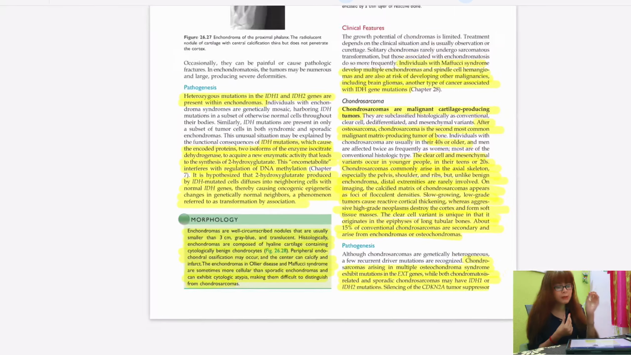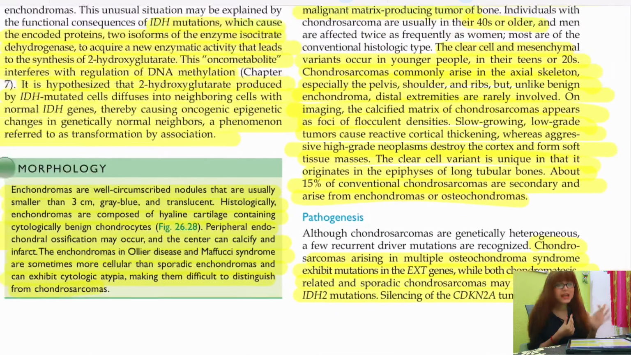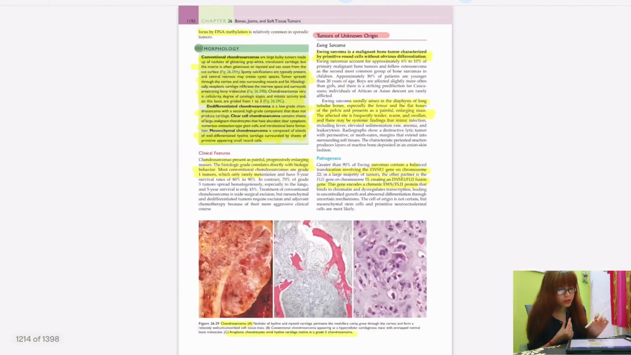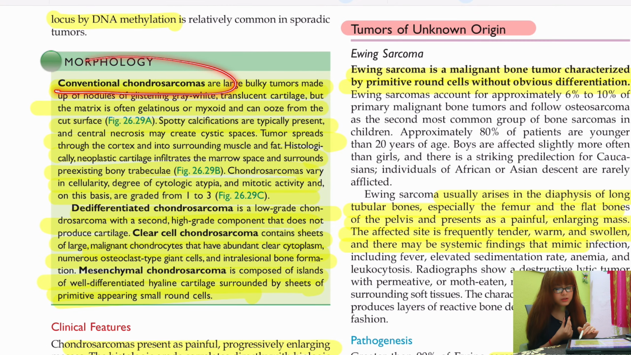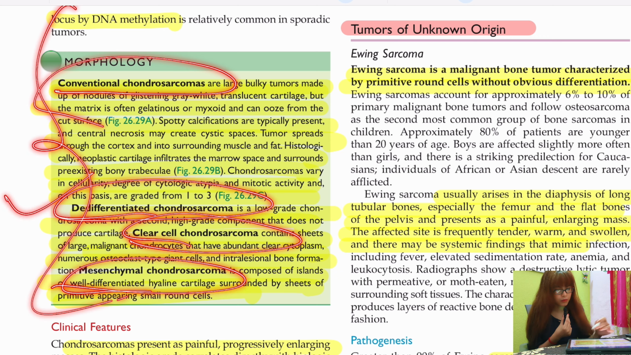I'm going to show you this. I'm going to show the images as well. So please wait for the understanding part. The genes involved here are the EXT genes, IDH1, IDH2, and the CDKN2A. All these are important points. What are the types of chondrosarcoma? Conventional, dedifferentiated, clear cell, mesenchymal. All these points are important.